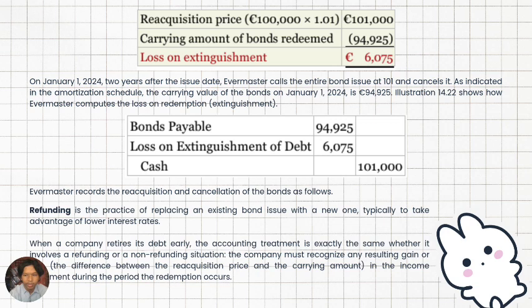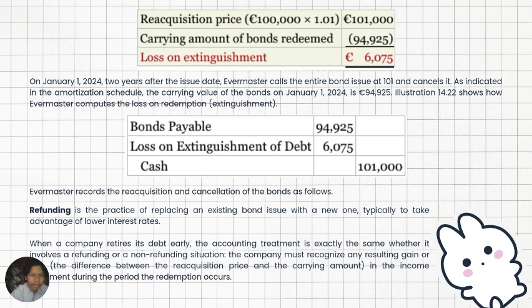The carrying value of the bond on January 1st, 2024 is 994,925 euro. It indicates how Evermaster computes the loss on redemption or extinguishment. After that, Evermaster records the acquisition and cancellation of the bond with bonds payable on debit, loss on extinguishment of debt on debit, and cash on credit.